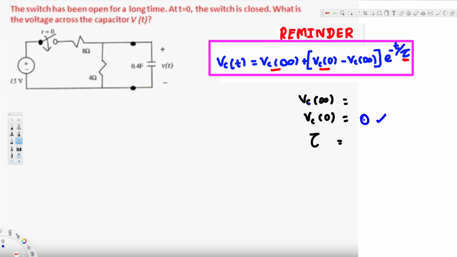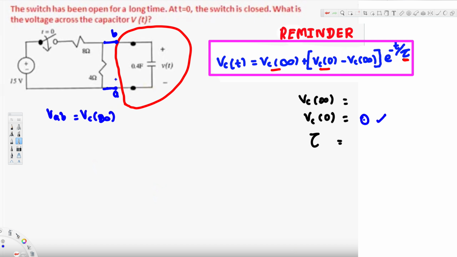Now let's see what happens for Vc of infinity. After time equals 0 this switch is closed. So at infinity, the capacitor is going to be fully charged. If the capacitor is fully charged, it acts like an open circuit, so this part will be eliminated. Now we have to find the voltage across the capacitor. With the open circuit, let's say we have the circuit until here, points A and B. If we calculate VAB, that's going to be the voltage across the capacitor. So VAB is equal to Vc of infinity.